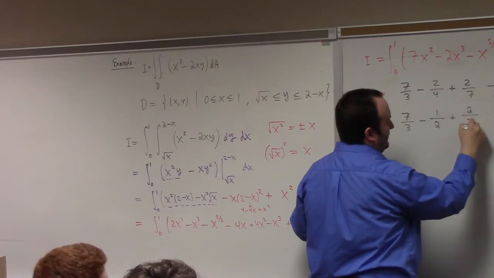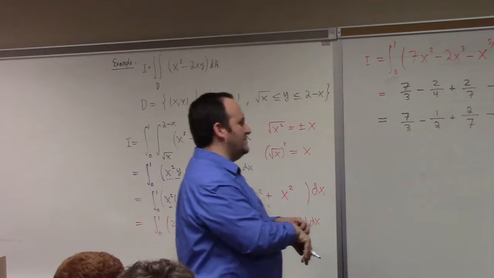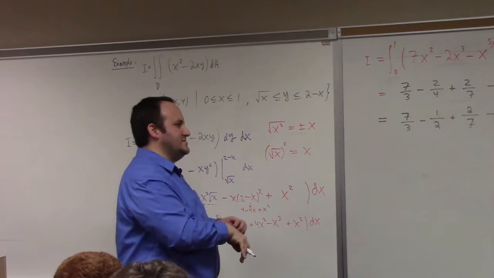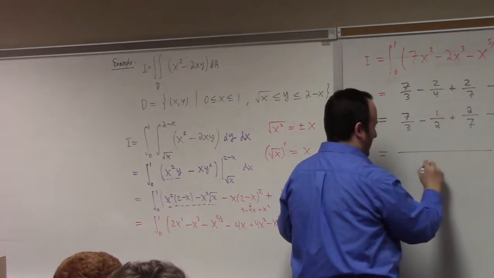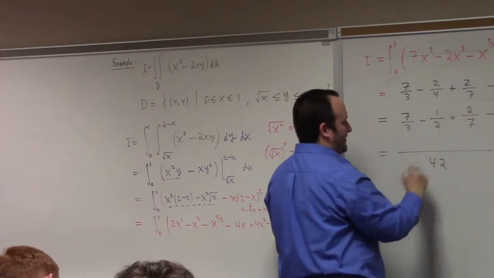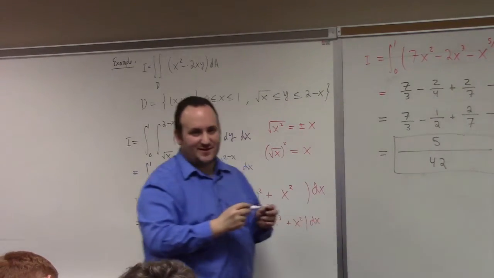Let's see here, 2/7 minus 2, yeah. Let's see, what's the least common multiple here? 42. What's that? 5/42? Okay, obviously. Thank you. Yeah. Put me out of my misery. I appreciate that. Thank you.